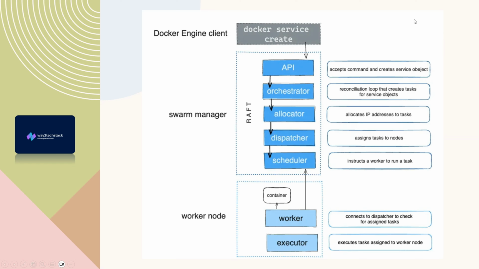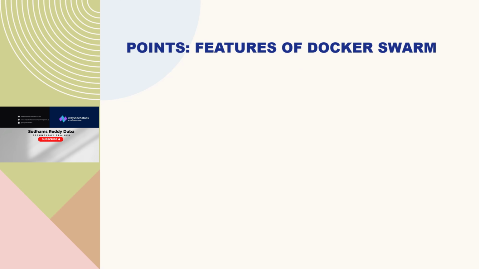This is the workflow in order to deploy an application as a form of service stack in the Docker Swarm cluster. Now, as a final conclusion part, let us understand a few points, the features of Docker Swarm. The first one is cluster management integrates with Docker engine. What does it mean? You don't need to install any additional package here. This Docker Swarm functionality is part of the Docker engine. The only thing is you have to enable it.